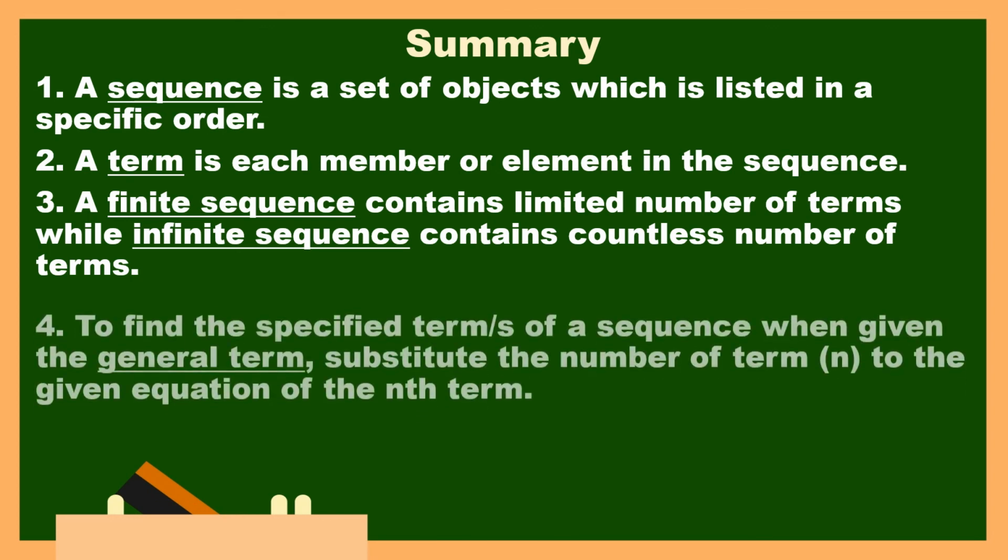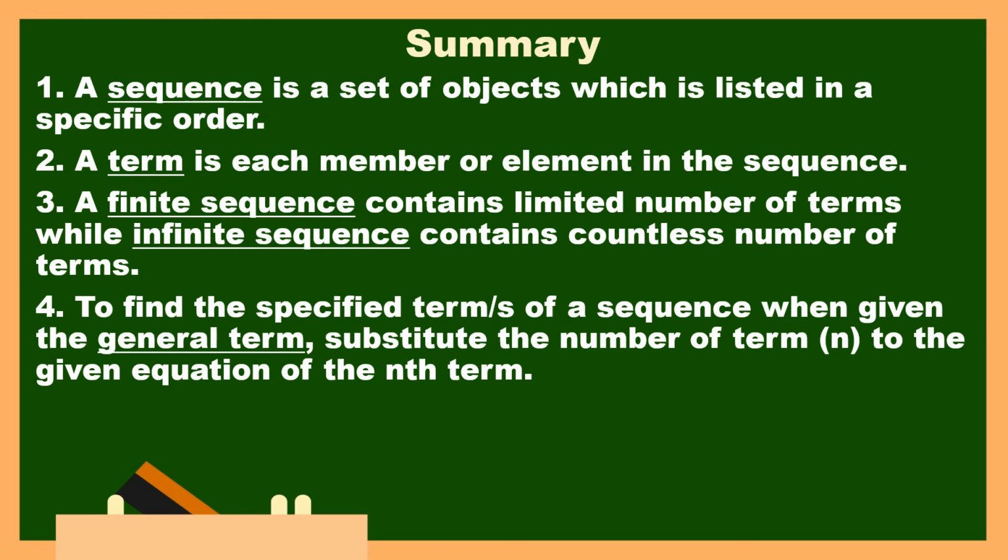Number 4, to find the specified term or terms of a sequence, when given the general term, substitute the number of term n to the given equation of the nth term. Dito naman sa number 4, kapag given daw yung general term of the sequence, para mahanap ang specified terms of the sequence, kailangan nating isubstitute yung number of term or the n to the given equation. Halimbawa, kung ang pinapahanap ay ang second term, yung n doon sa general term ay papalitan din natin siya ng 2.